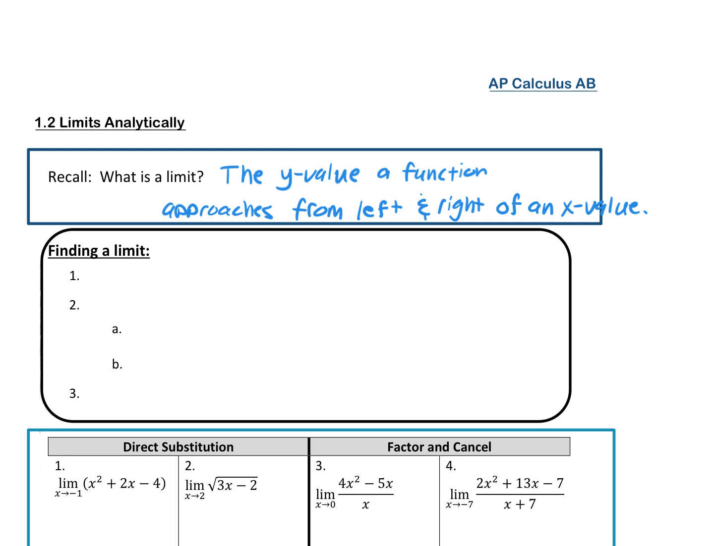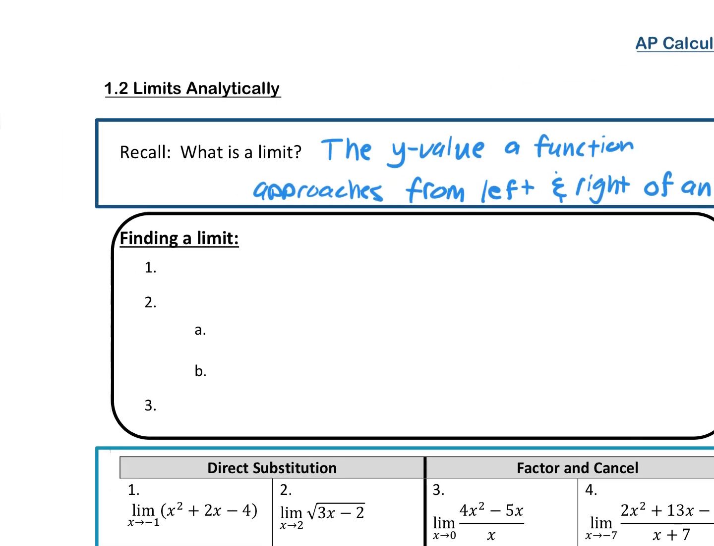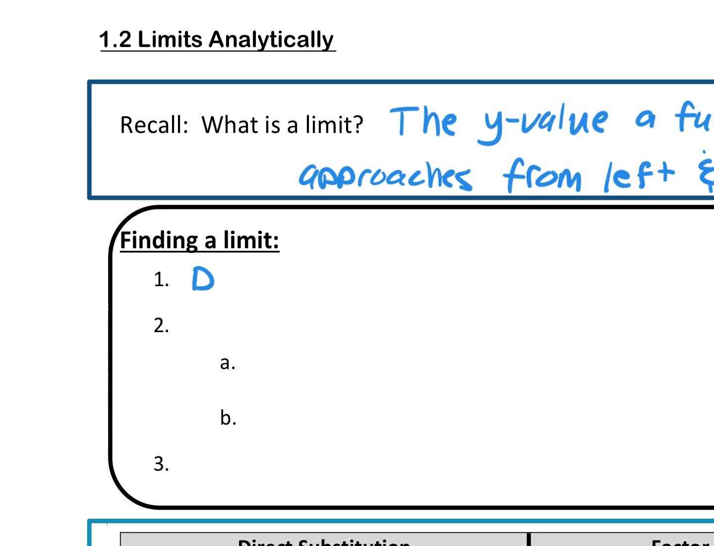So today we're done with the graphing portion of it. We're gonna actually use some algebra to find a limit. All right, there's 3 ways that we can find a limit algebraically. The first one being you're just gonna plug it in. We call it direct substitution. Direct substitution just means you literally plug in the number into the function. That's always what you're going to try first, is direct substitution.